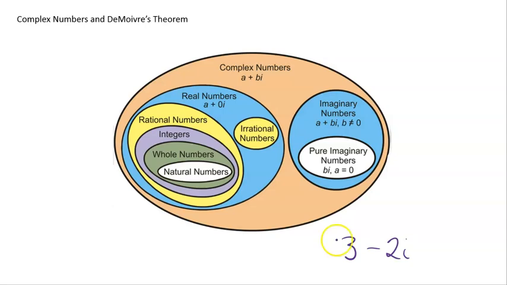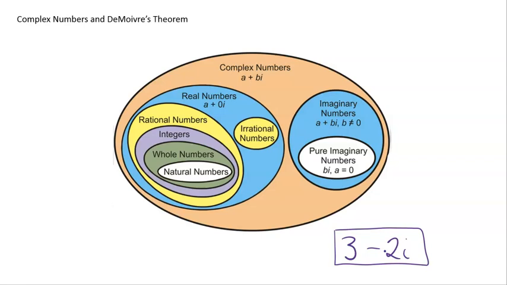Now, how do they come up? The majority of the time that you see complex numbers is when you're trying to solve equations. In particular, quadratic equations can have imaginary or complex solutions. They come up in pairs like 3 minus 2i and 3 plus 2i. So those are considered complex numbers.